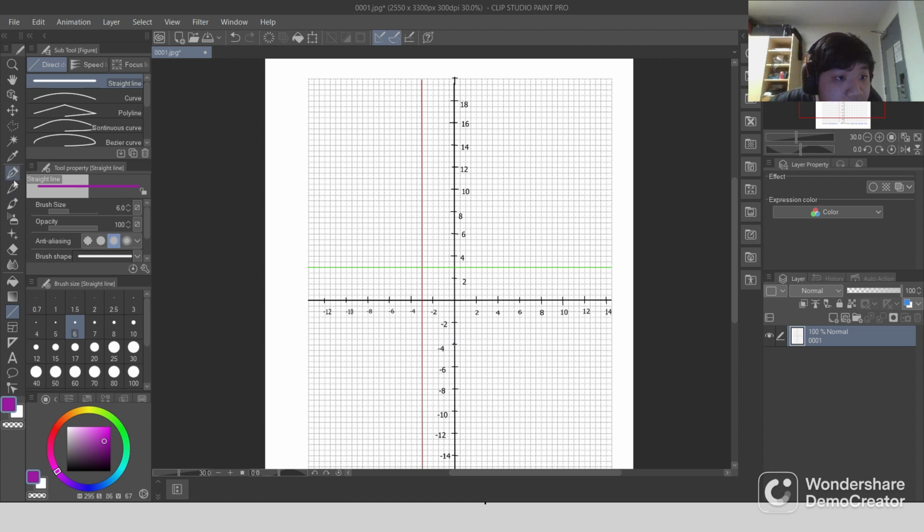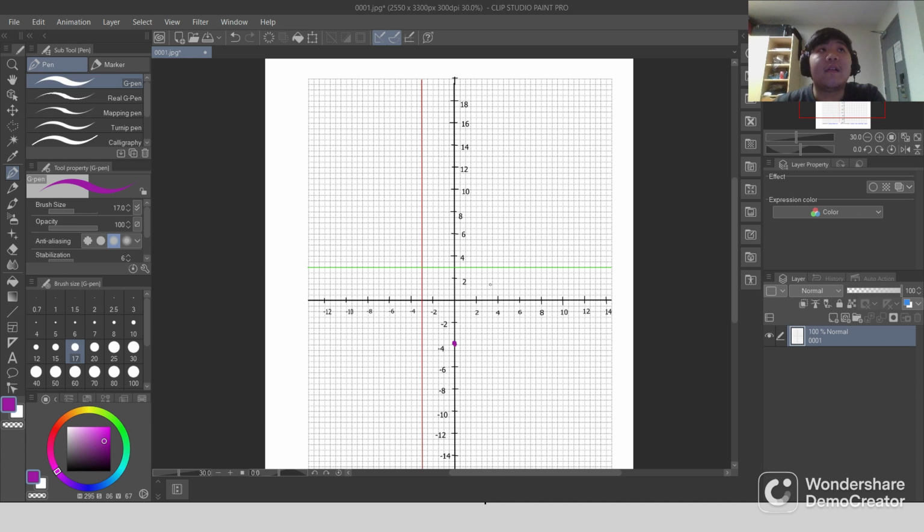Whoops, sorry. I'm not used to this yet. There should be the y-intercept. And the x-intercept is around 4 over 3, so 1.33 around, so it's supposed to be around here that it passes through. Now I know it's not perfect, but please forgive me because this is the first time I'm drawing a graph digitally.